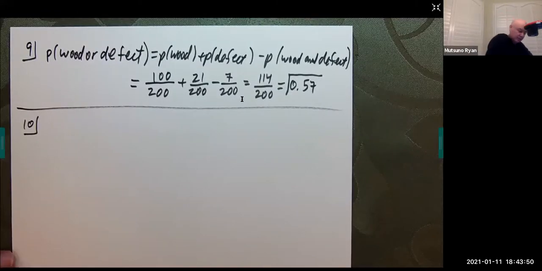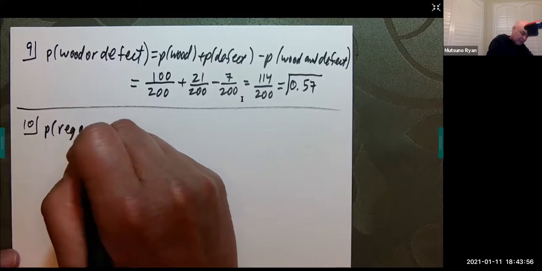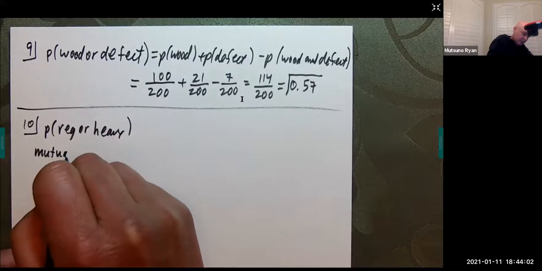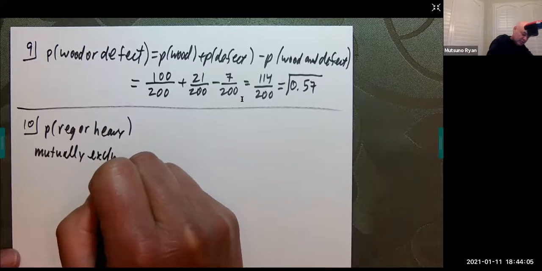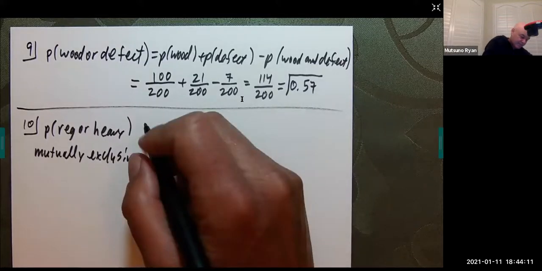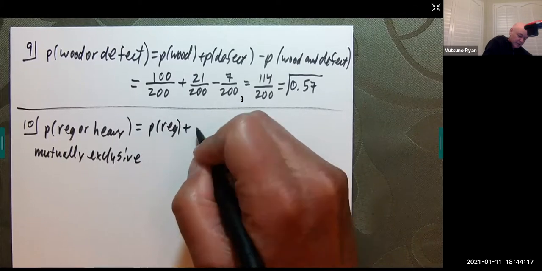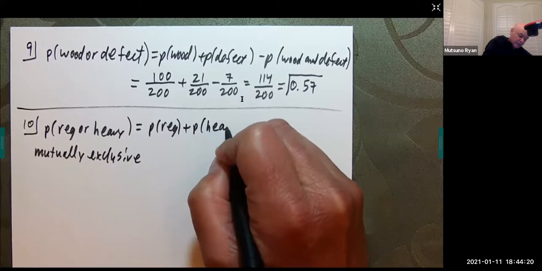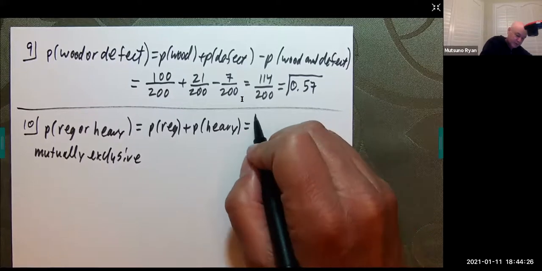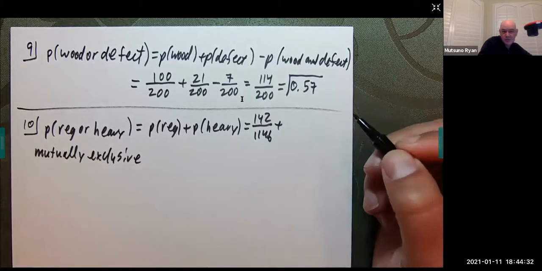All right, so the probability of getting a regular or a heavy smoker, again, these two are mutually exclusive, meaning there's no overlap at all. These are two completely separate, different categories. So this just becomes probability of regular plus the probability of being a heavy smoker. And the regulars was 142 out of the 1146. And of the heavy smokers, that's 84.